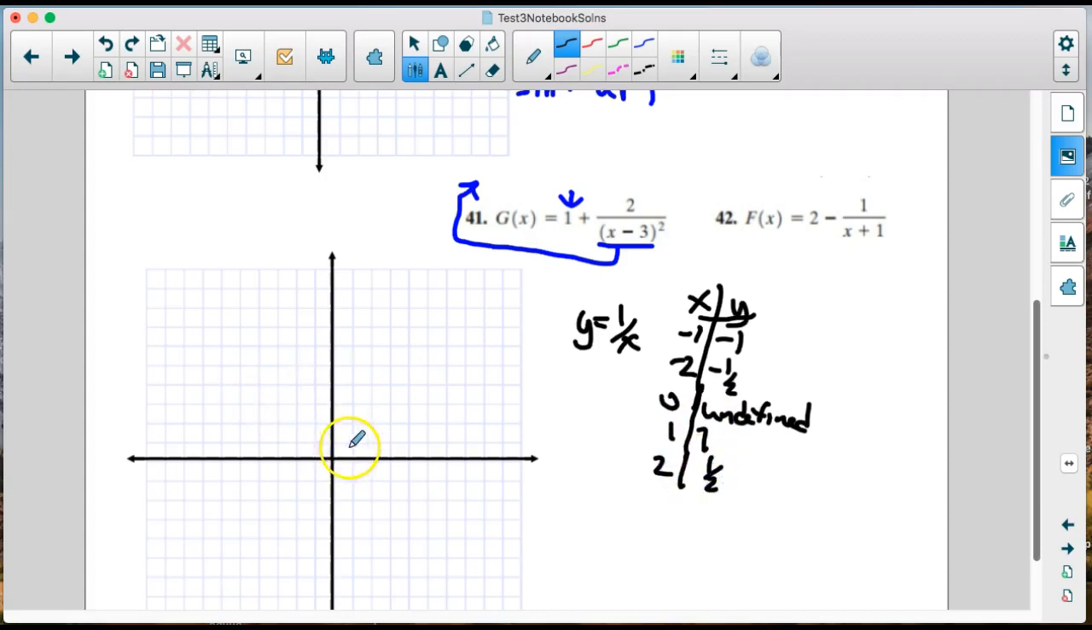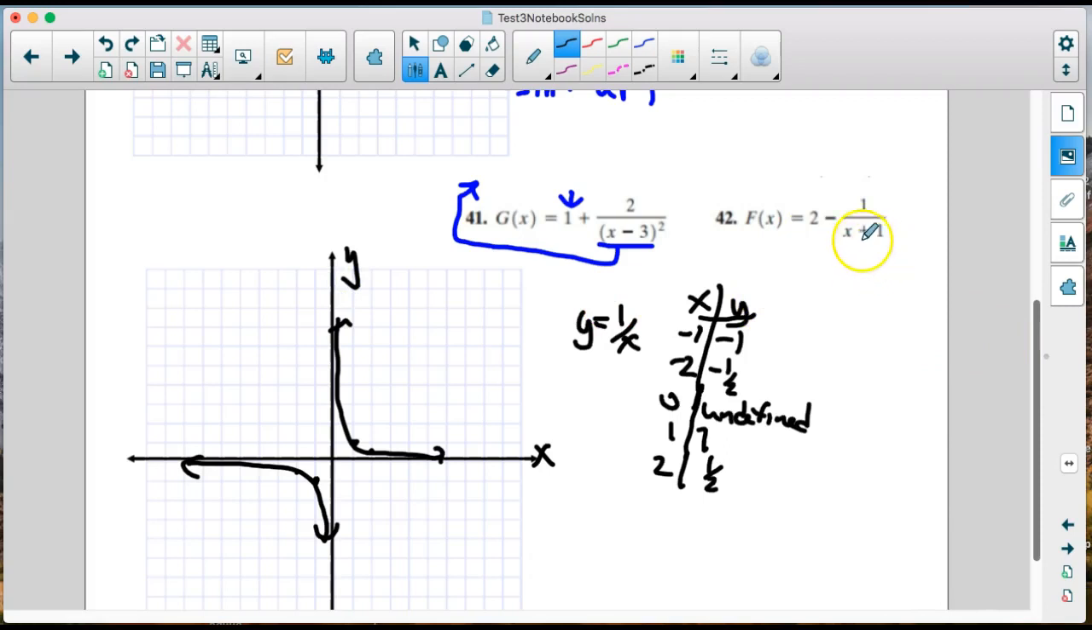So we're going to plot that. -1, -1 goes here. -2, -1/2 goes here. 1, 1. And 2, 1/2. So it has an asymptote just like the other one. It drops down close to the axis and bends around close to the other axis. Actually, asymptotes are on the x-axis and the y-axis. And so is the other one. It also has asymptotes there.